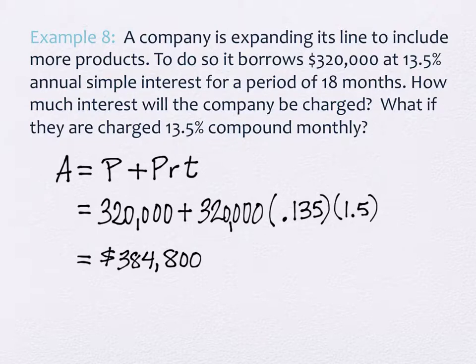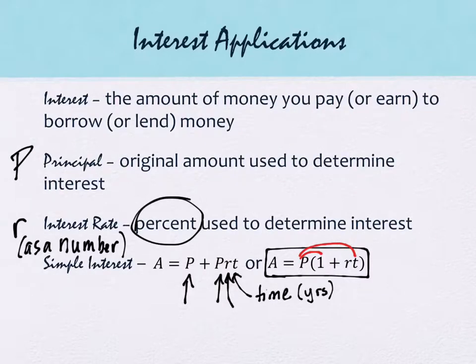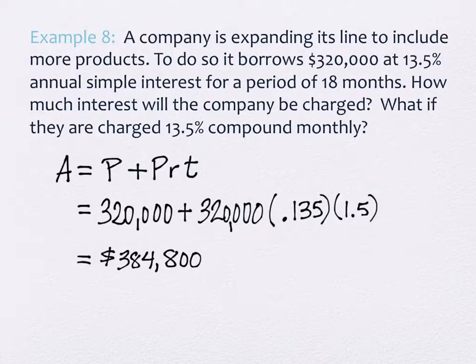So let me take one step back because I didn't define for you what A was. I just skipped right past it. The A here is the amount after T years. So it means the amount of the investment if it's something you've put money in the bank, or the amount that you've paid if it's a loan you're paying off, after the length of years is over. So this $384,800 is not the interest. It's the total amount they have to pay back.